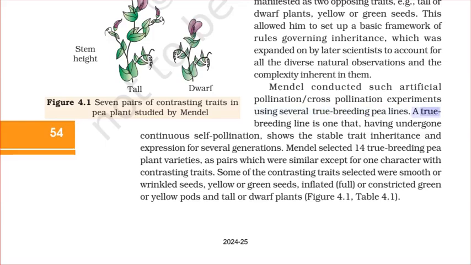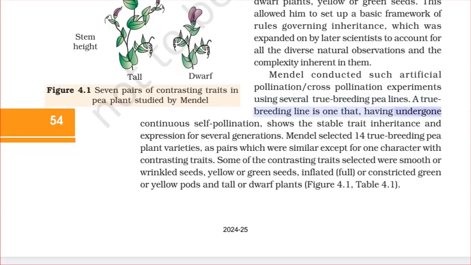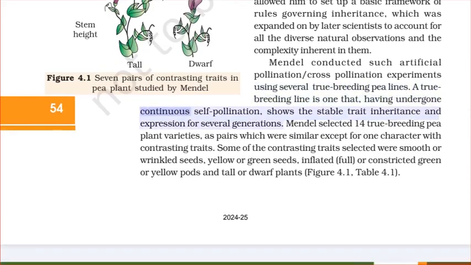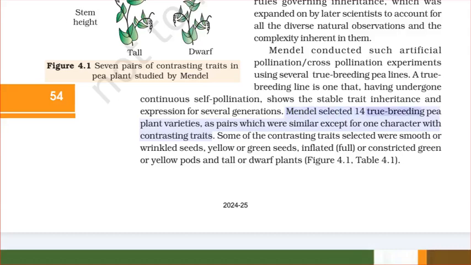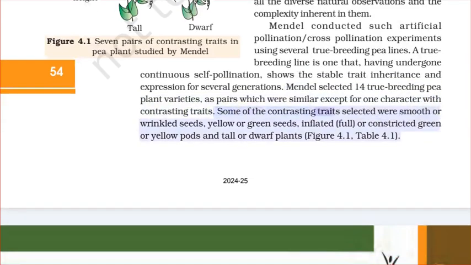A true breeding line is one that, having undergone continuous self-pollination, shows stable trait inheritance and expression for several generations. Mendel selected 14 true breeding pea plant varieties as pairs which were similar except for one character with contrasting traits. Some of the contrasting traits selected were smooth or wrinkled seeds, yellow or green seeds, inflated full or constricted green or yellow pods, and tall or dwarf plants.